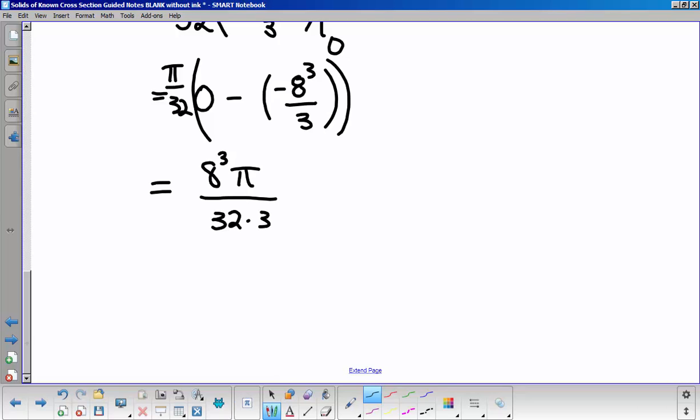Now I can simplify this a bit because 8 goes into 32. So it's 8 squared, right? So I can make this a square, and then I can make this a 4. Good. Because 8 squared is just 64, and 4 goes into 64 16 times, so this is really 16 pi over 3 units cubed.